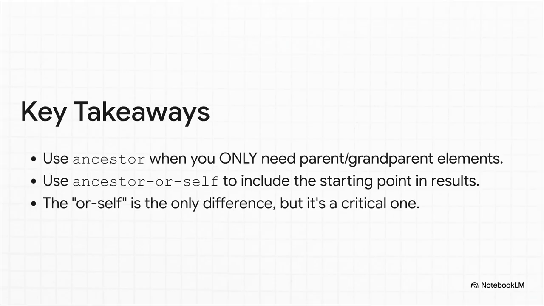So let's wrap this up with the key takeaway. It's super simple. If you only need the elements above your starting point, use ancestor. If you need the starting point and everything above it, use ancestor-or-self. That little or-self is the only difference, but man, is it a critical one.